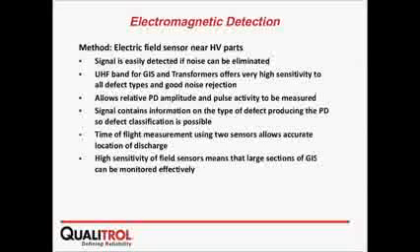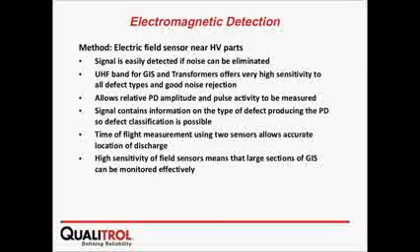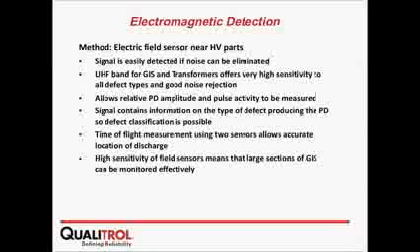High sensitivity of field sensors means that large sections of the GIS can be monitored effectively. It's proven that in a GIS, in a long bus bar, up to 10 meters, if you have a PD, it can be detected with the UHF. That's how sensitive the UHF method is. You have attenuation through turns or breakers or barriers, but if it's still in a straight line, a bus bar, at 10 meters, you can still detect the UHF signal, a partial discharge.